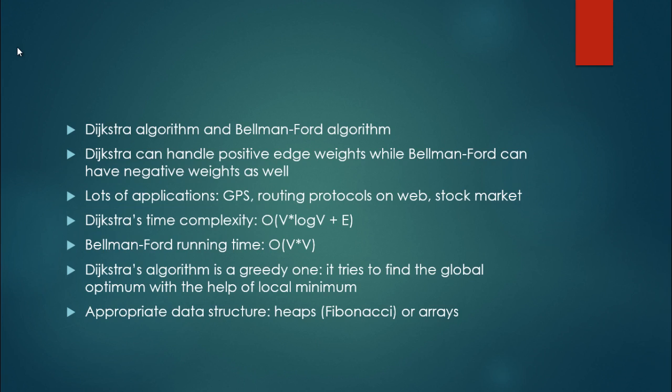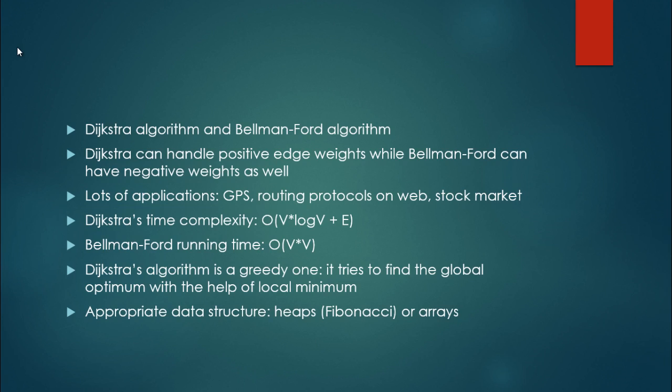As far as the time complexities are concerned, Dijkstra's algorithm has O(V log V + E), where V denotes the number of vertices in our graph and E denotes the number of edges in our graph. On the other hand, the Bellman-Ford running time is O(V*V), V squared, which is a bit slower. Of course, V denotes the number of vertices. It's a bit slower, but as I said earlier, the Bellman-Ford algorithm is a general one, so we can use it for lots of applications, such as the stock market, for example.